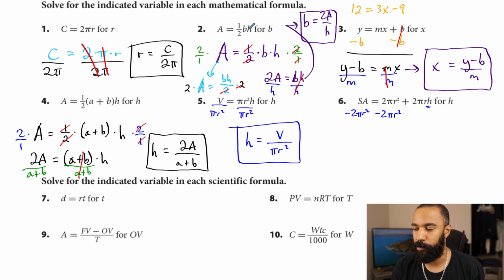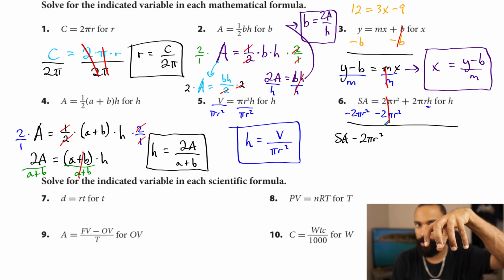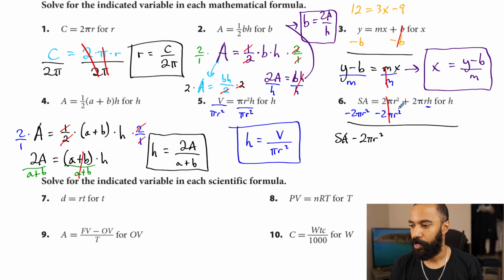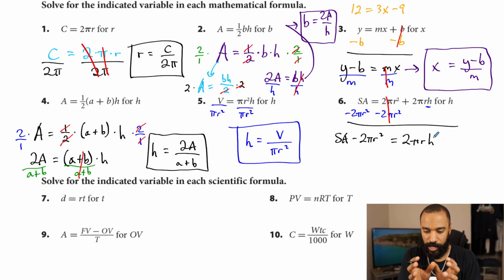2 pi r squared minus 2 pi r squared is 0. And now I have an equation that says SA, surface area, minus 2 pi r squared. By the way, 2 pi r squared are the areas of the two circles on top and bottom. So those are the two areas there. Equals 2 pi r h. And 2 pi r h is actually the surface area of the side part. You probably can't see my hands. The side part of the cylinder as you're doing that right there.